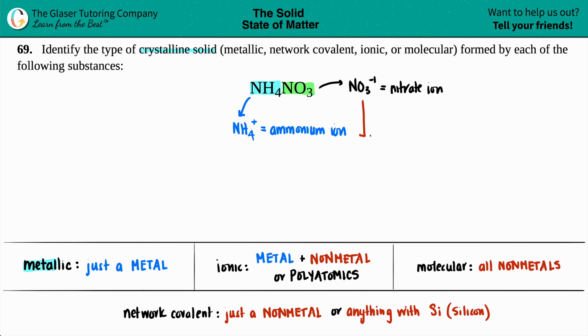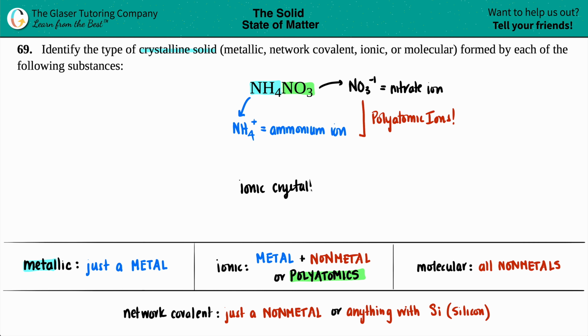You're never going to see these on the periodic table as a group because polyatomic ions are not on the periodic table. You have to memorize them. So these guys are polyatomic ions. And once you spot out polyatomic ions, you are in this category. We do have polyatomics, so therefore, this would be an ionic crystalline solid.